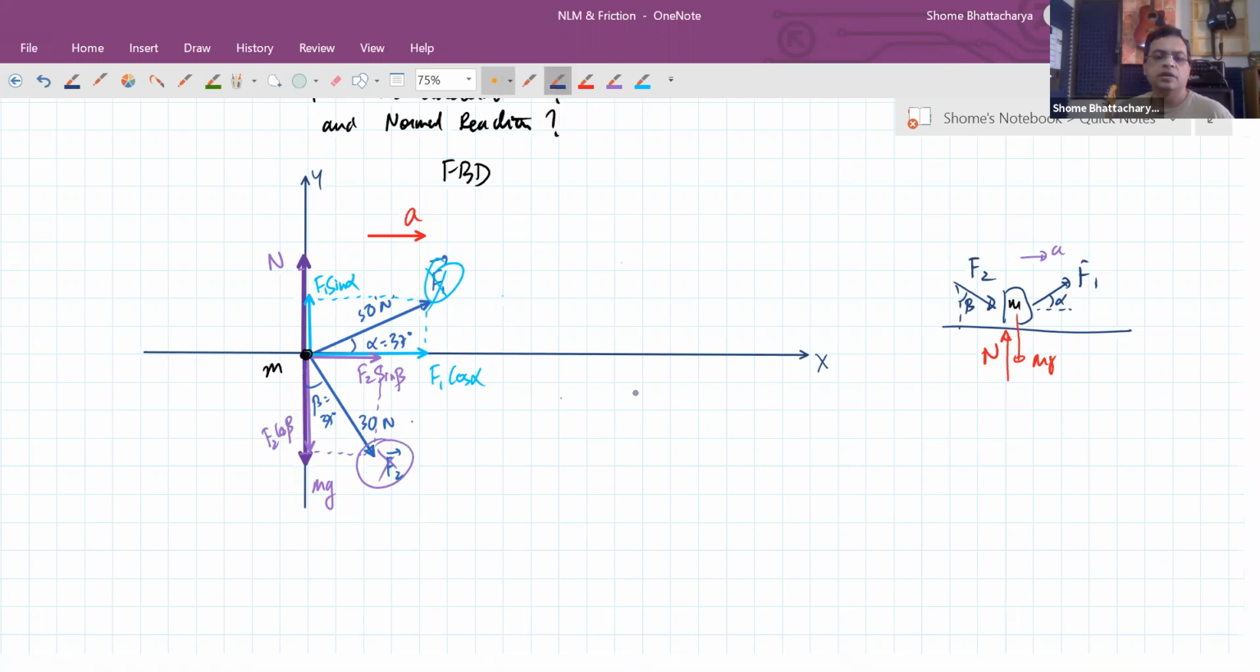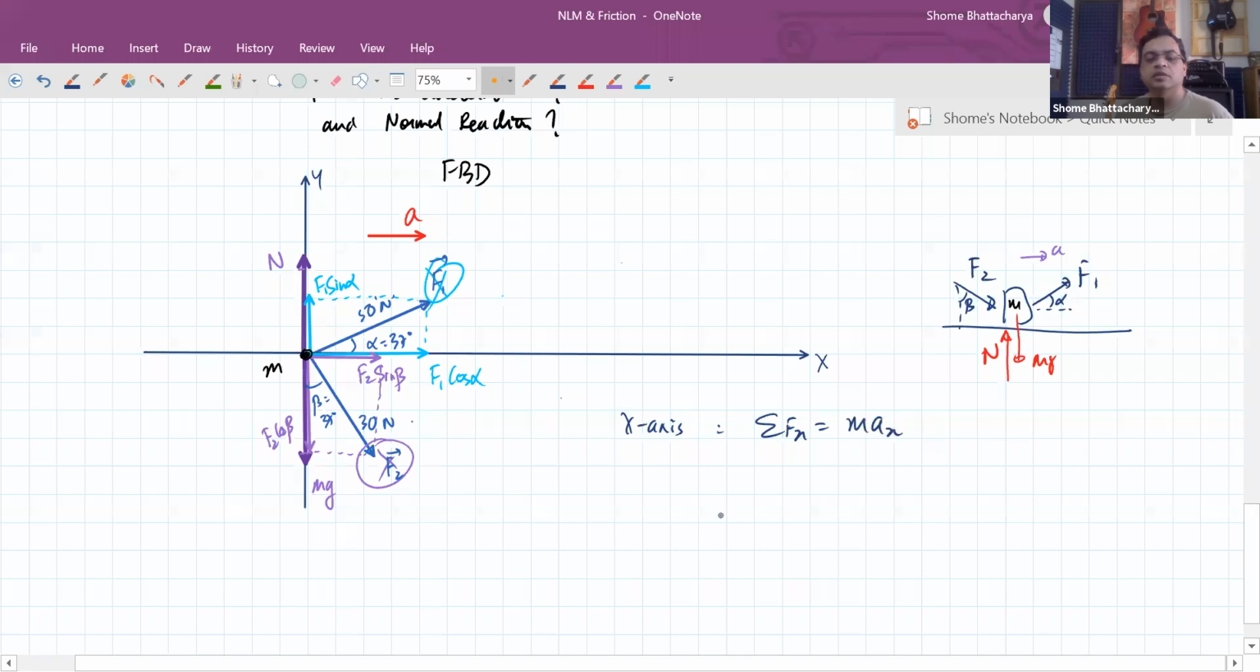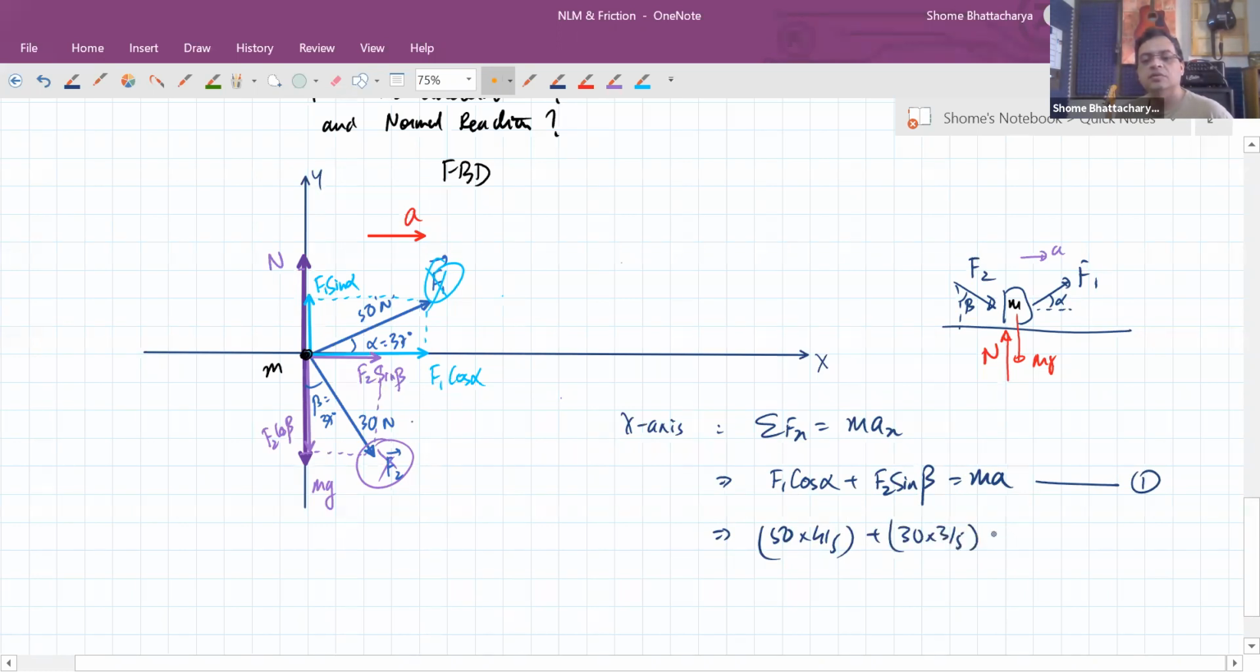Okay. So now we can see that along our x-axis, the component of net force should be equal to mass into x component of acceleration. So the net force along the x-axis is F1 cos alpha plus F2 sine beta, and this should be equal to ma. Okay. So this becomes our first equation, and solving it, we get 50 into cos 37, which is 4 by 5, plus 30 into sine 37, which is 3 by 5, equal to mass, which is 10 kg, into acceleration.